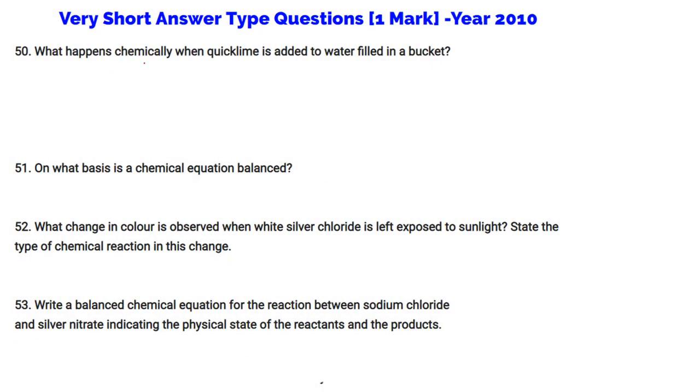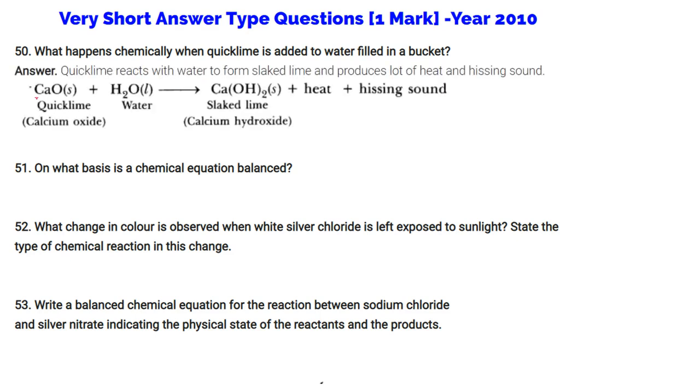What happens chemically when quicklime is added to water filled in a bucket? You will see a hissing sound with a lot of heat. So quicklime, that is calcium oxide, reacts with water, H2O, to form slaked lime, which is calcium hydroxide. In this process, heat is produced, with some hissing sound.